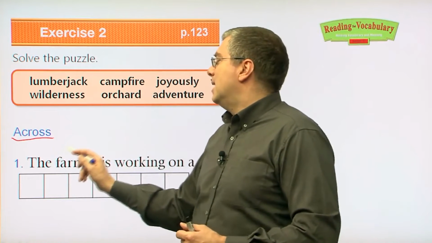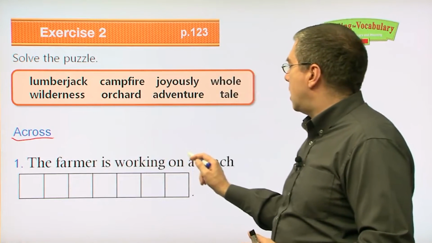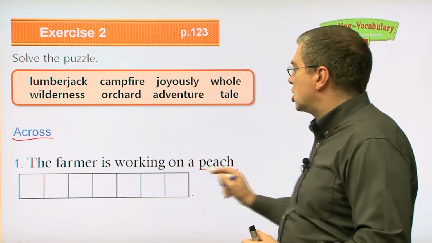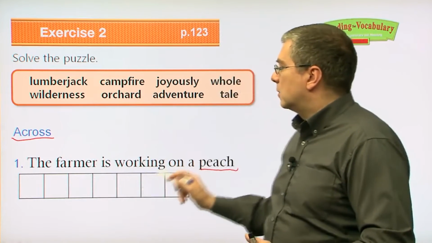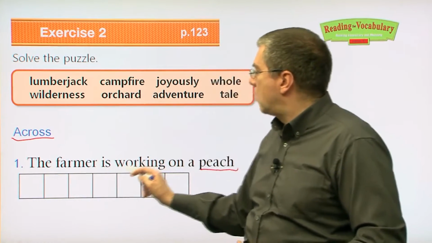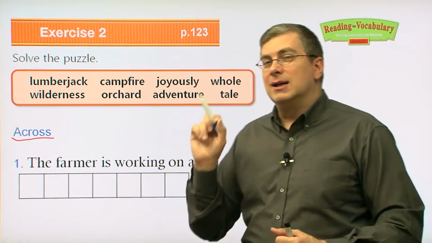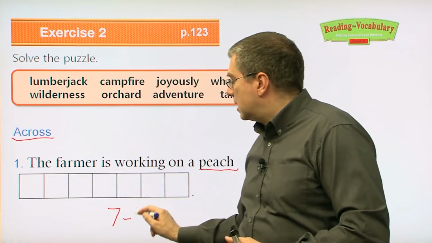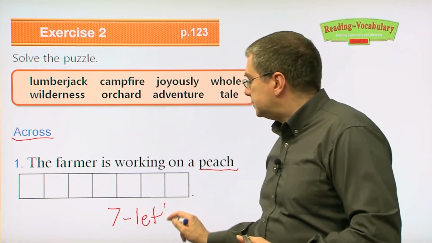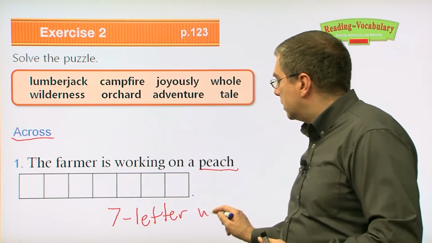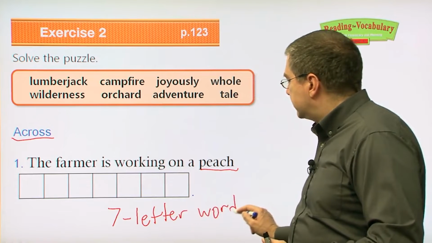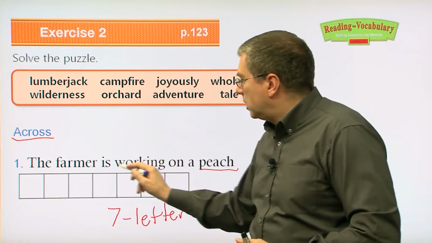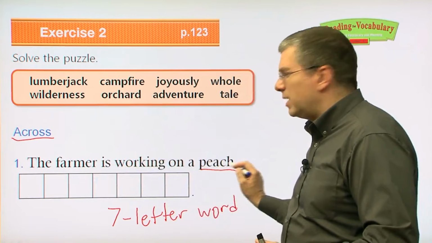Across, number 1, the farmer is working on a peach. Okay, so we're looking for a 1, 2, 3, 4, 5, 6, 7, a 7-letter word that fits this sentence. If a farmer is working on a peach, what is peach?